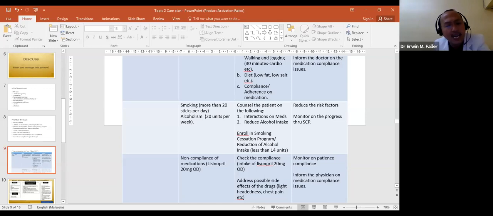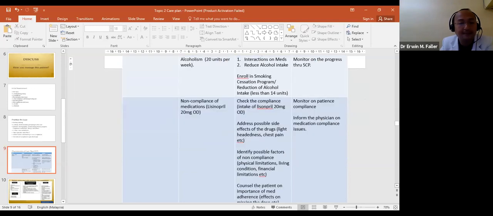So in that sense, we are able to say it's checking compliance, the intake of lisinopril 20 milligram OD, and addressing the possible side effects of the drug. And of course, the outcome would be to monitor patient compliance and inform the physician of medication compliance issues. Lastly, the issue in terms of the follow-up, okay?